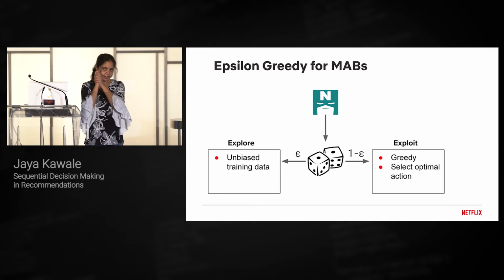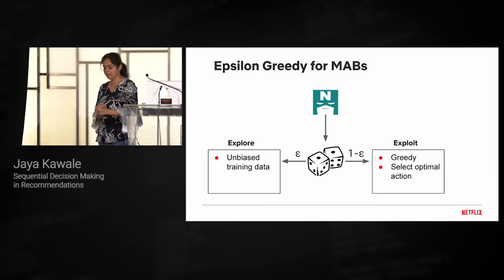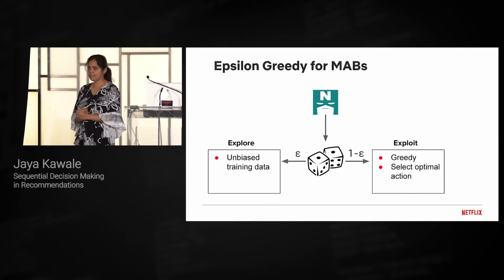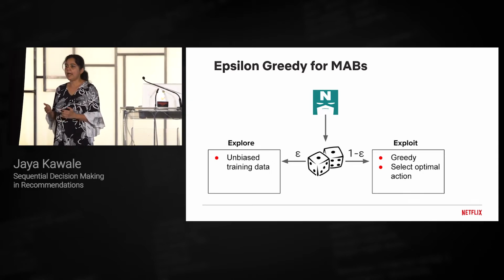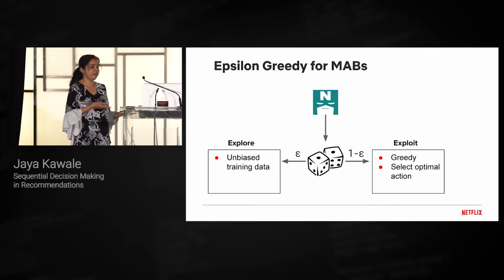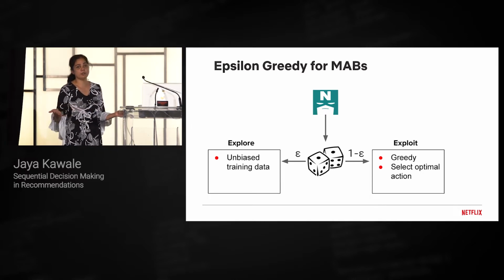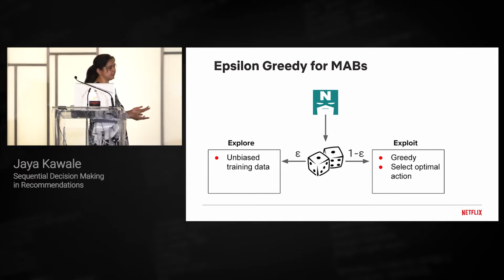So let's look at a very simple example of the epsilon greedy approach for the multi-arm bandit. What happens in the epsilon greedy approach is that you toss a coin, and with probability epsilon, you decide to explore, and with probability 1 minus epsilon, you exploit. Exploit, that is, select the most optimal title.